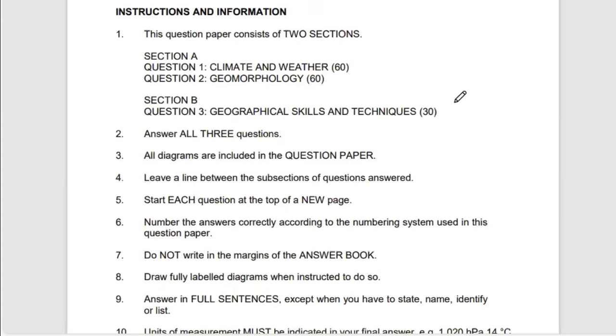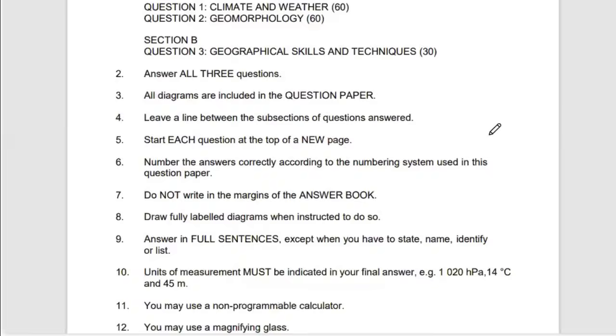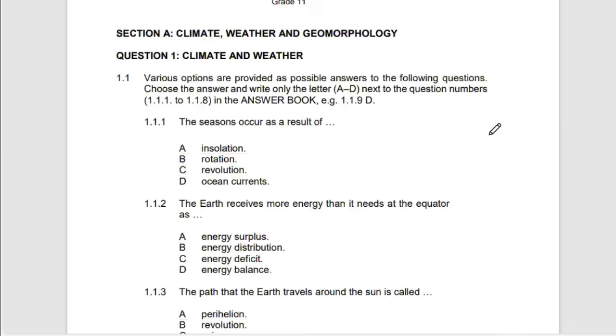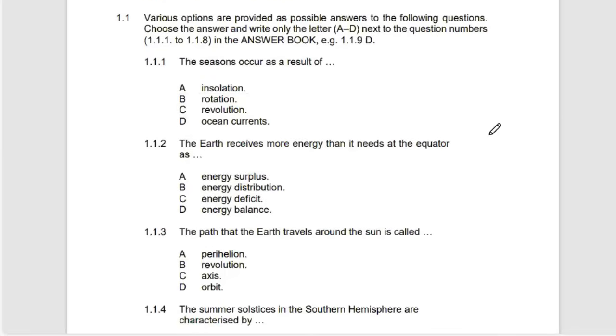Then we have section B. Section B comprises question number 3, which is a question on geographical skills and techniques, which is our map work question. So it's 60 marks for question 1, 60 marks for question 2 to make 120 marks for section A, plus 30 marks for section B to make 150. That's the setup of the paper. We are going to go through the questions and try to figure out the possible responses to the given questions.